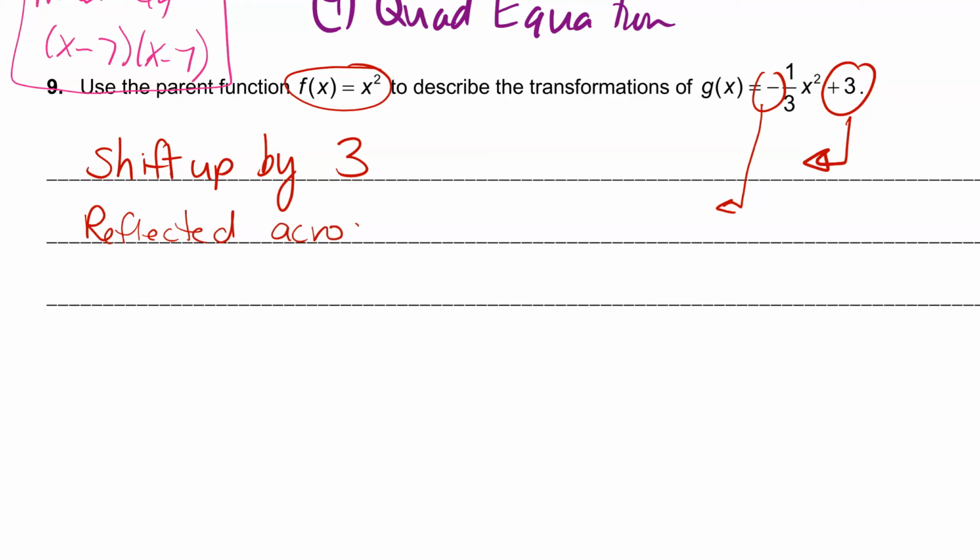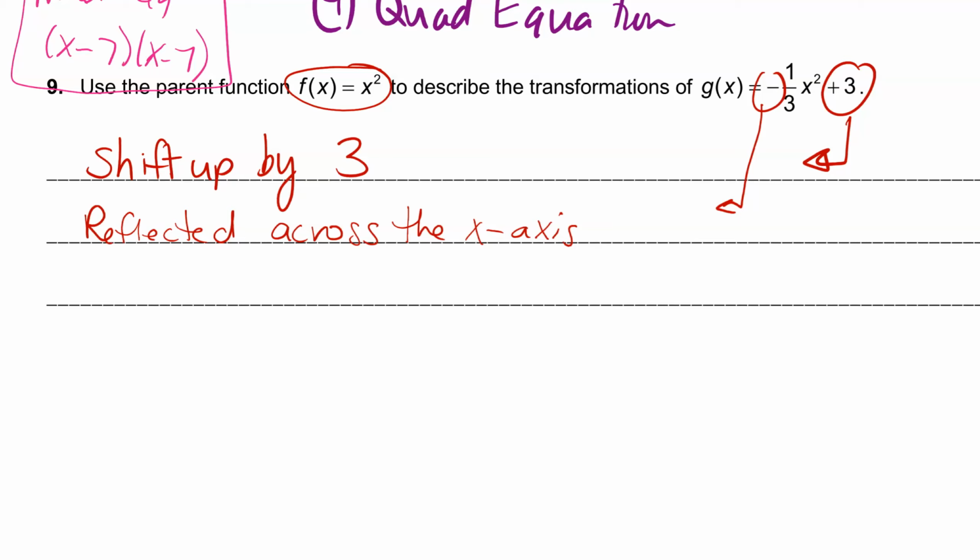Reflected across, do you know what I mean when I say reflected? You can say flipped, or mirrored, across the x-axis. Isn't there supposed to be parentheses, like 1/3 x minus something squared? Yes. So it tells you there's no horizontal shift because there's no parentheses.